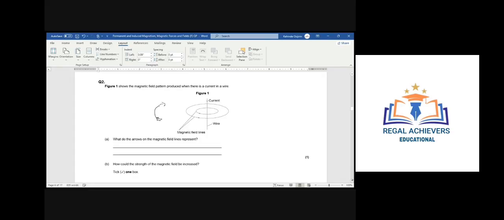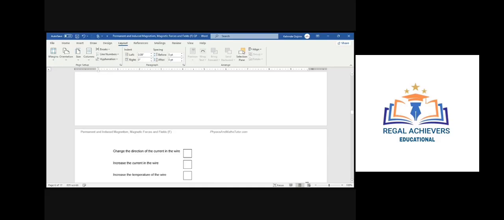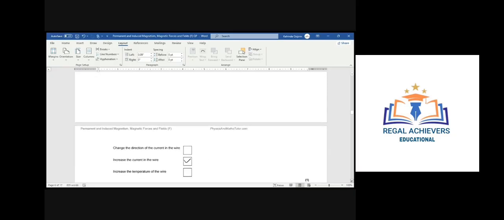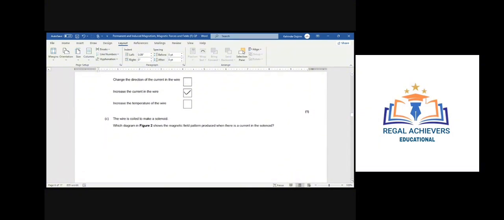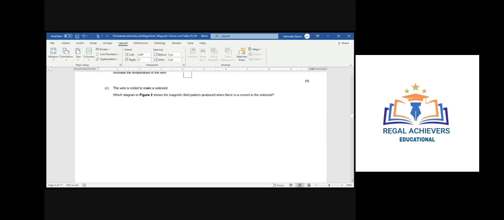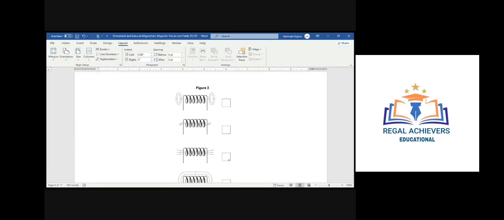Then it asks, how could the strength of the magnetic field be increased? Just like we've seen in the last question, it could be increased by increasing the current in the wire. When the current in the wire increases, the magnetic field strength also will increase. Then the next question says the wire is coiled to make a solenoid. Which diagram in Figure 2 shows the magnetic field pattern that is produced when there is a current in this solenoid? When there is a current in the solenoid, it follows this pattern for the magnetic field.